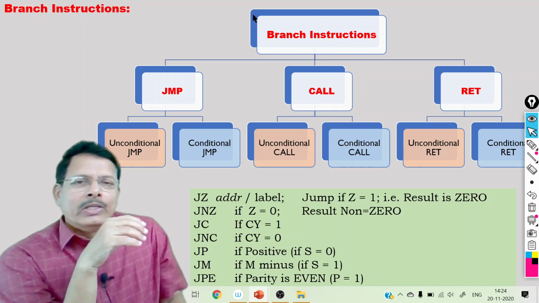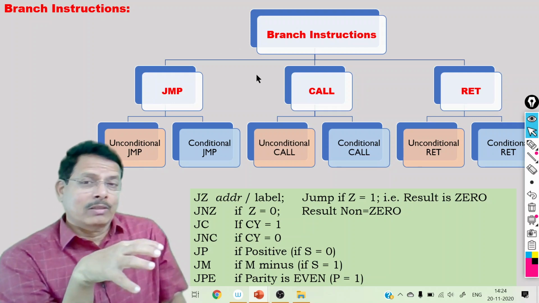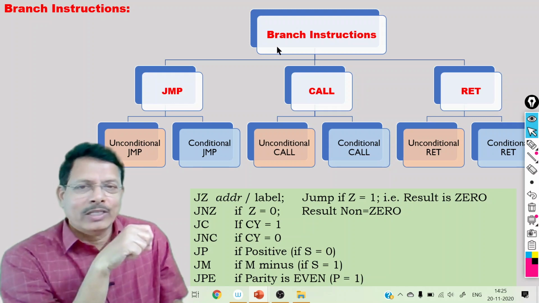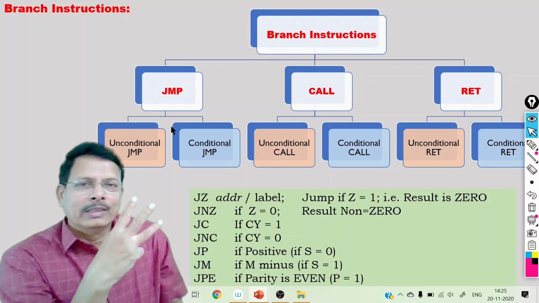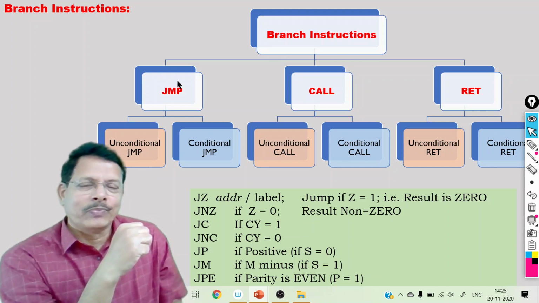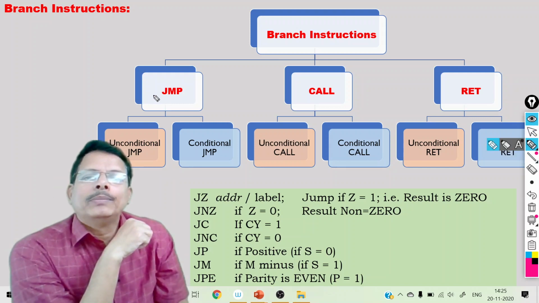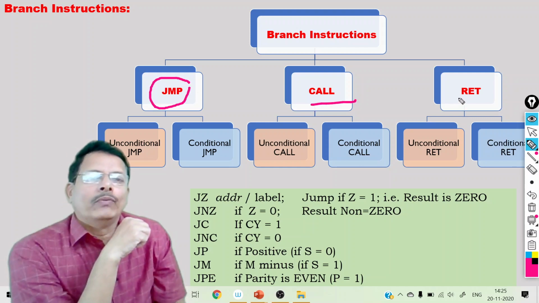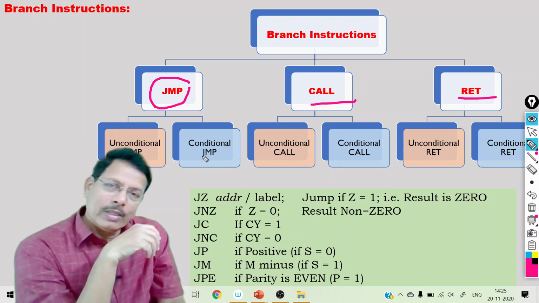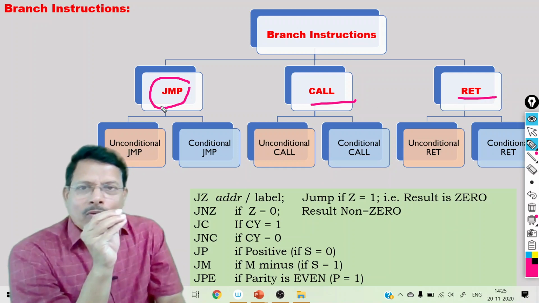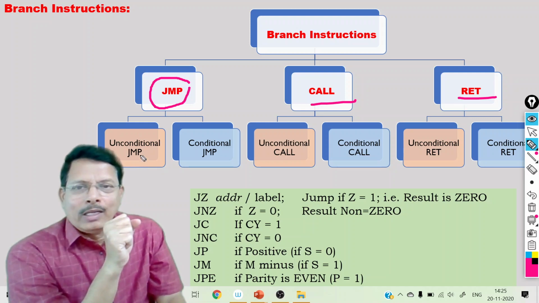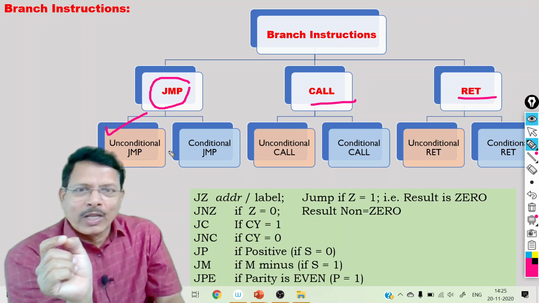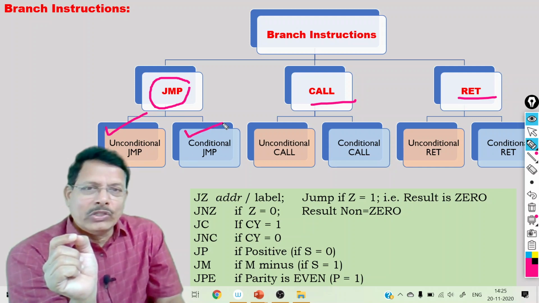Yeah, this slide displays all the branching instructions of 8085. So we have three important branching instructions. This one, that is jump, then we have the call instruction, we have the return instruction, and today we are focusing on jump only. And again in jump we have the unconditional jump that we have studied just now, and we have the conditional jump also.